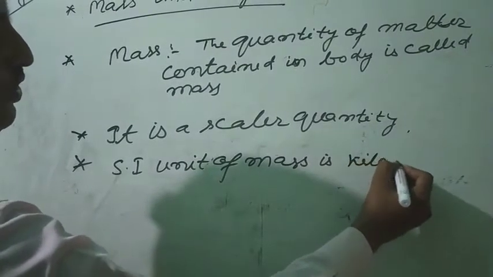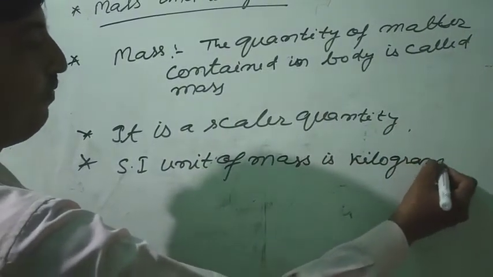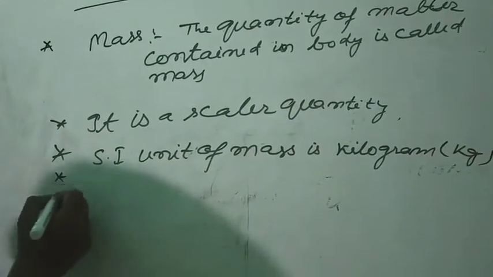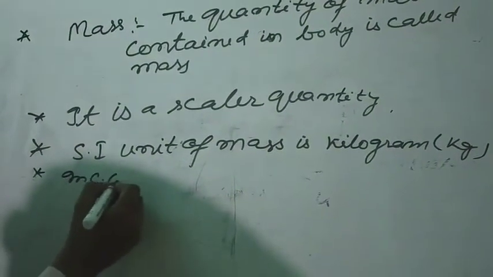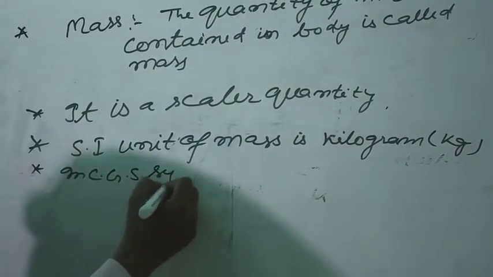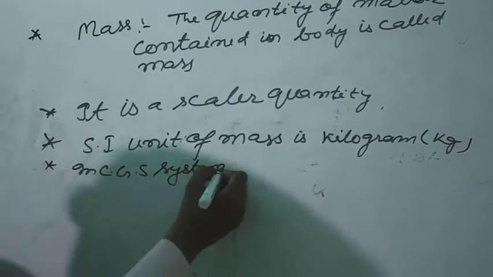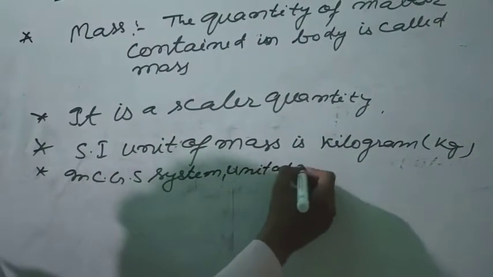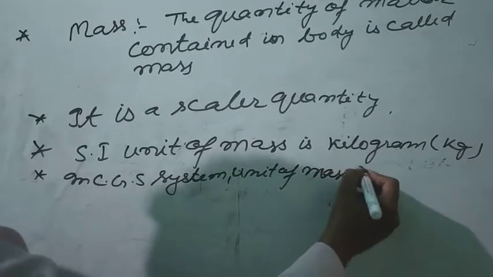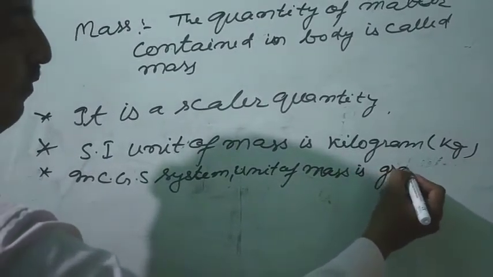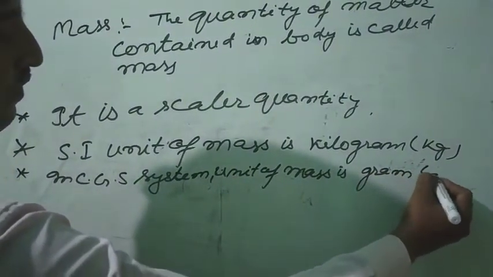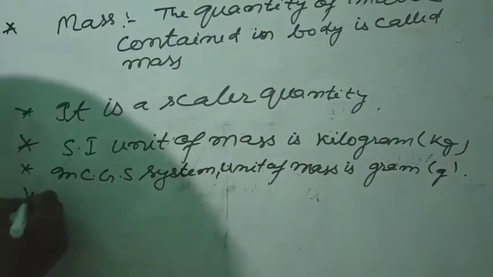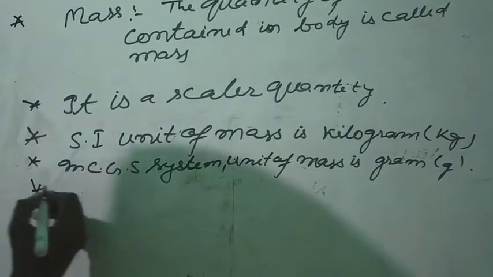Kilogram, kg. In CGS system, the unit of mass is gram. The symbol of gram is g. Mass is measured by beam balance.